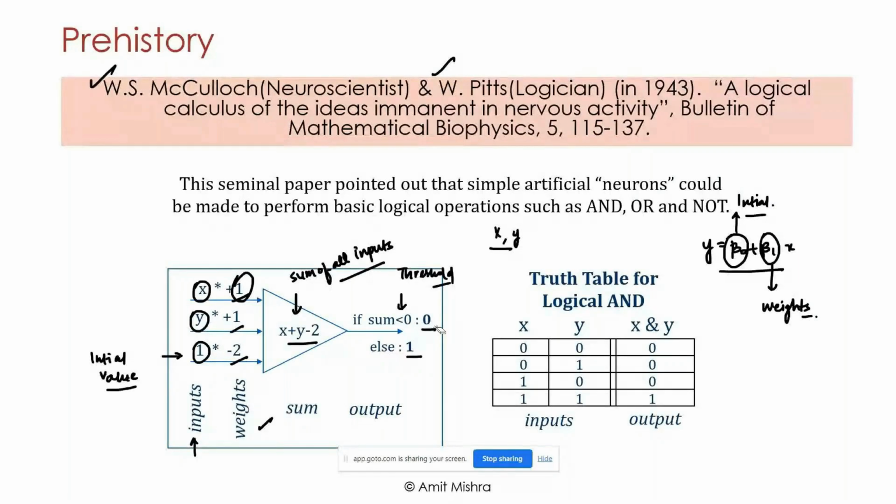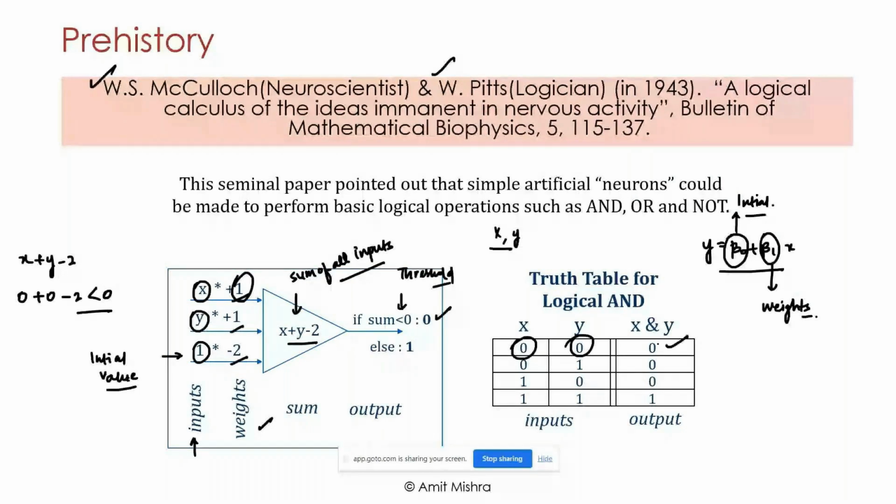Now replace x and y by 0, 0. What will happen? The equation is x plus y minus 2. Replace x by 0, y by 0, and minus 2. Is it smaller than 0? Answer is yes. So what happens when the condition says that if it is smaller than 0, output will be 0? Okay, correct, matched.